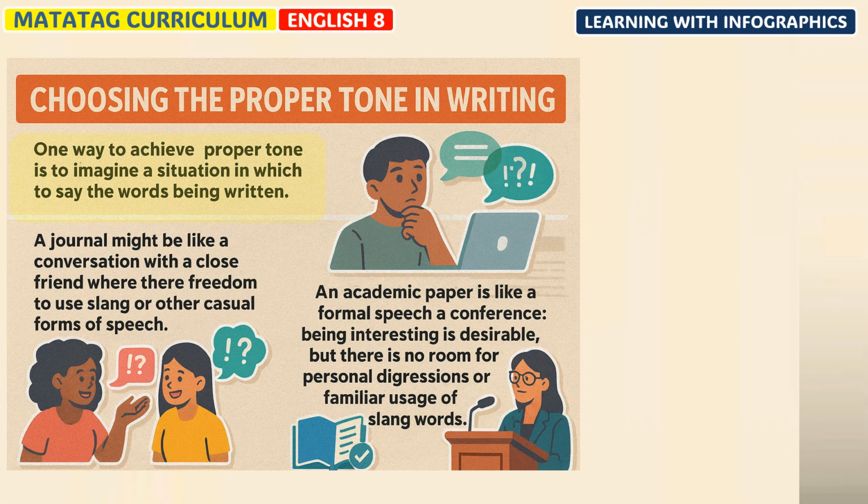One way to achieve proper tone is to imagine a situation in which to say the words being written. A journal might be like a conversation with a close friend where there is the freedom to use slang or other casual forms of speech.